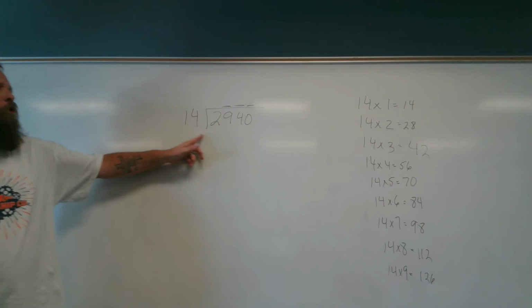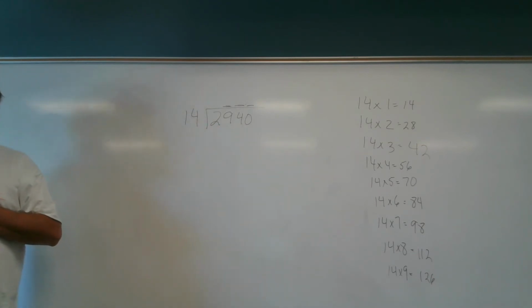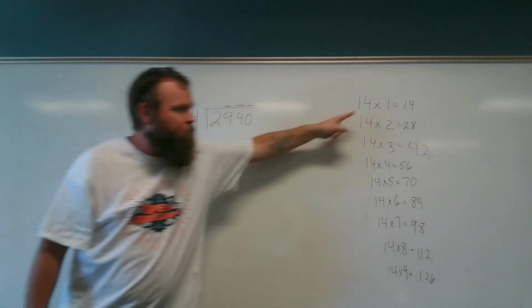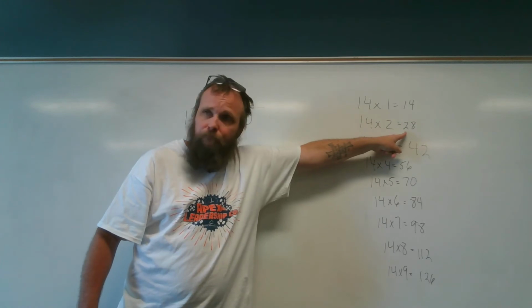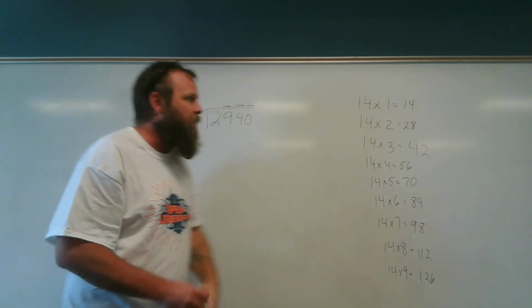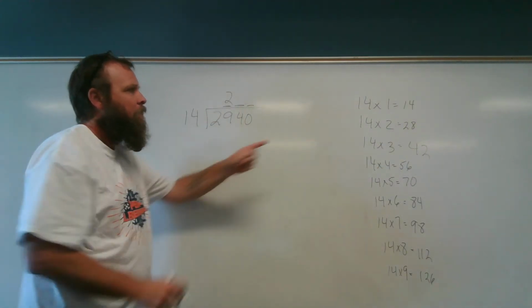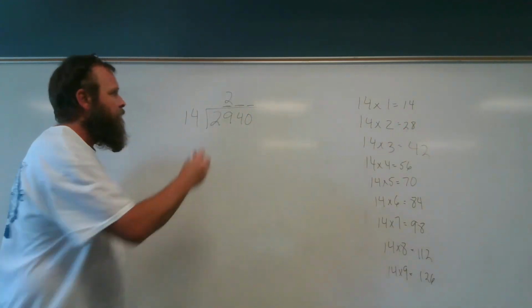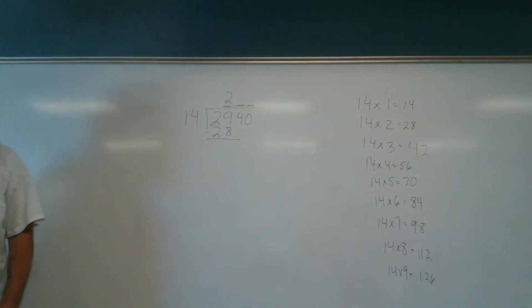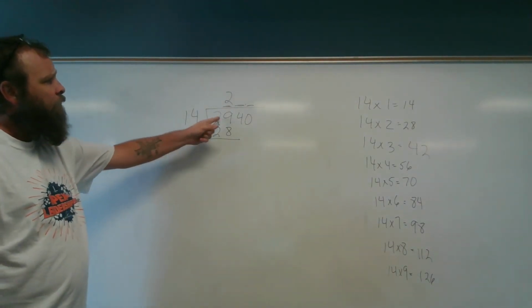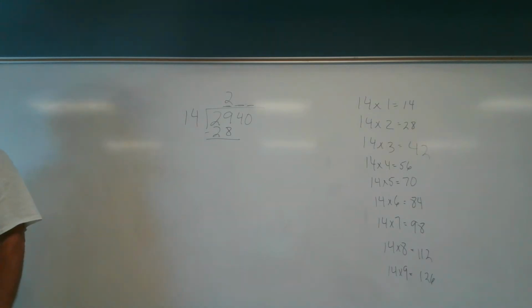Noah, how many times is 14 going to go into 29? 14 times what is close to 29 without going over? 28. So it's going to go in 2 times, because 14 times 2 is 28. And I need a multiple that is as close to 29 as I can get without going over. So what is 29 subtract 28, Noah?